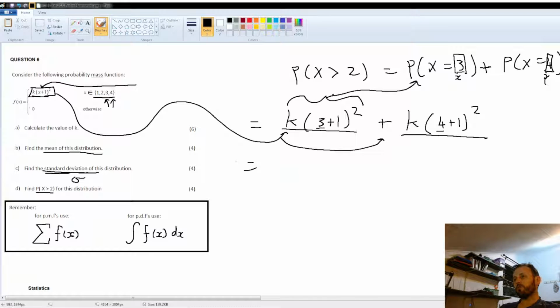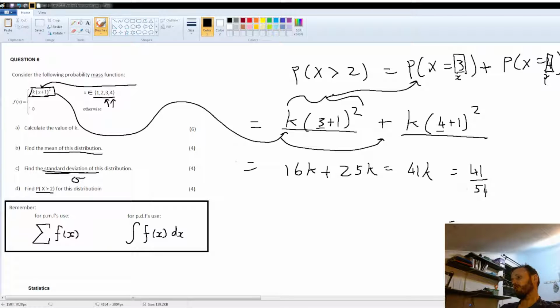Okay, what's this equal to? This is equal to 16k, I believe. Let me double check that. When x is 3, 3 plus 1 over here, yeah, correct, plus 25k, which is equal to 41k, which is equal to 41, and we know the value of k is 1 over 54, so it's equal to that.